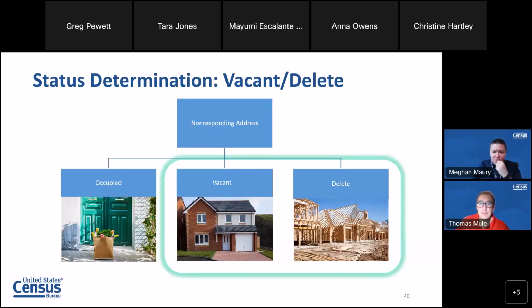Are there other ways we're using administrative data to help us know whether we're counting everybody, or counting all the people at an address? Yeah, I'd be happy to do so.